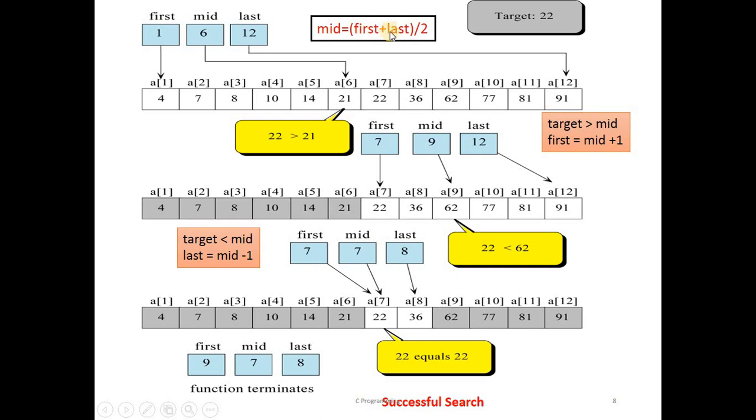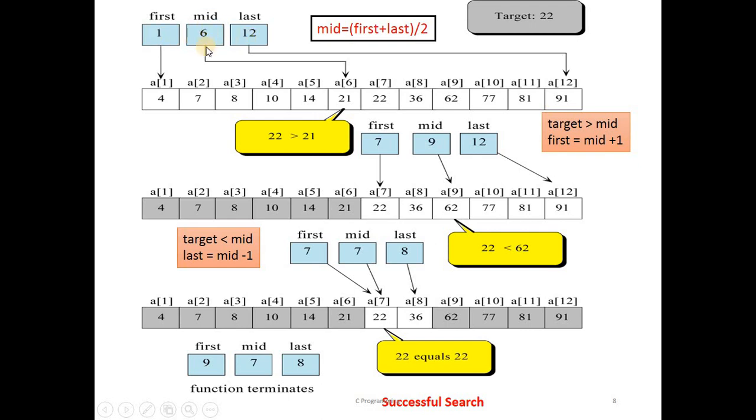First is 1, last is 12, so 1 plus 12 is 13. 13 by 2 will be 6.5, right? But I will consider only the integer value because all are integer variables. So the mid value will be 6.